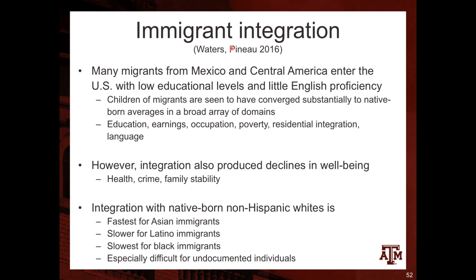And this process of immigrant integration varies by race and ethnicity. Integration with native-born non-Hispanic whites is fastest for Asian immigrants, slower for Latino immigrants, slowest for Black immigrants, and especially difficult for undocumented individuals.